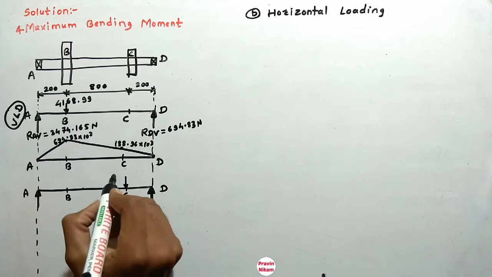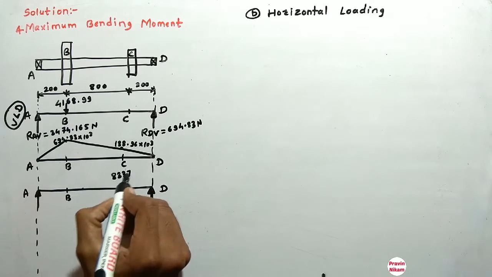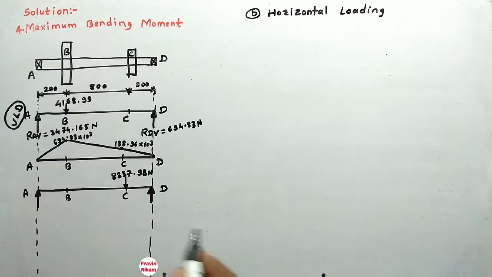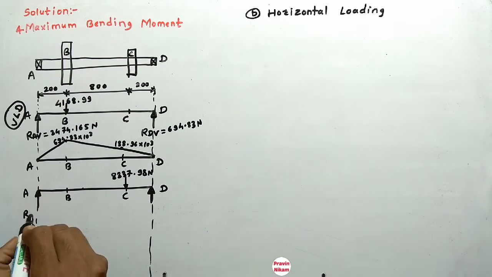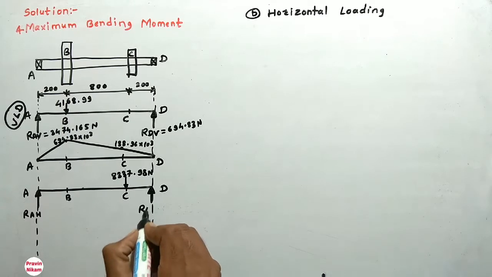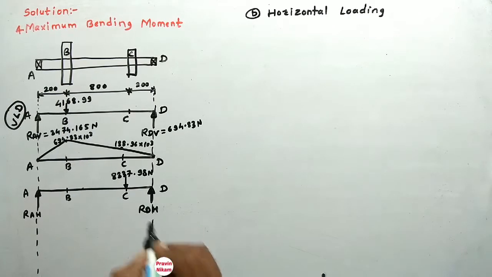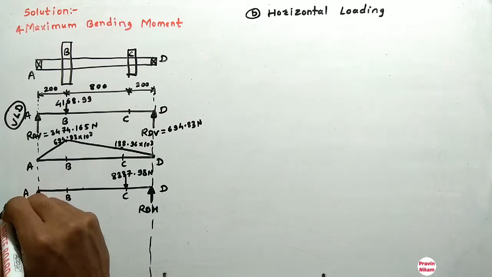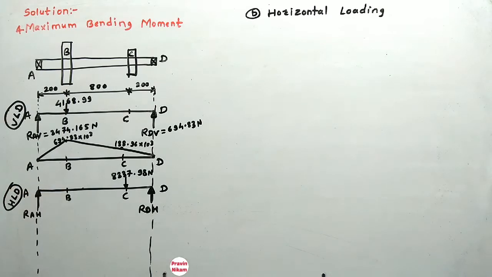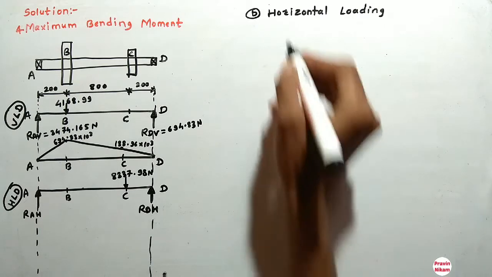The load is 8337.98 Newton. This is the horizontal load. Now this is the reaction RAH, horizontal reaction, and RDH, horizontal reaction at point D. So this is the horizontal loading diagram. Now let us find out the reactions.